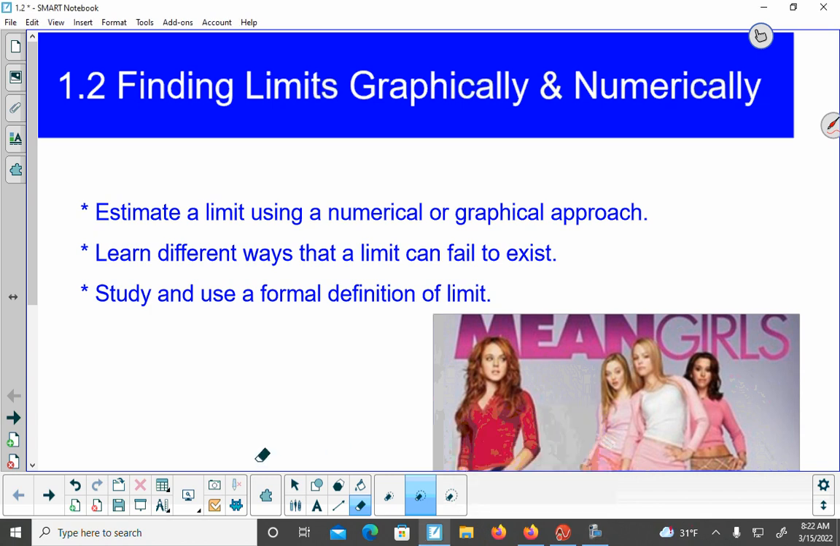Hello, this is Mrs. Ward, and I am going to record the notes for section 1.2, finding the limits graphically and numerically. Know that there are several ways to find the limits, but today we're just going to do it by looking at the graph and by completing a chart.